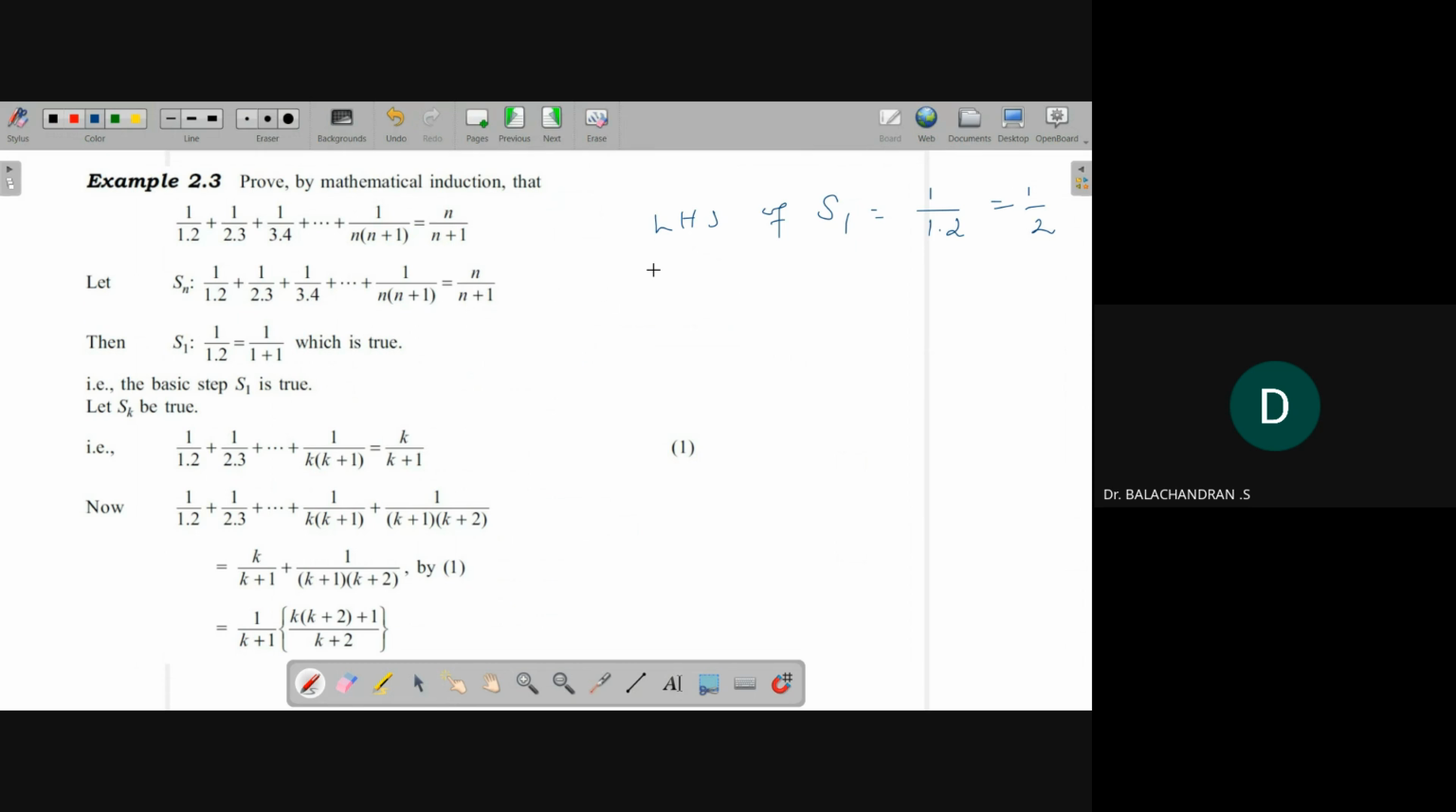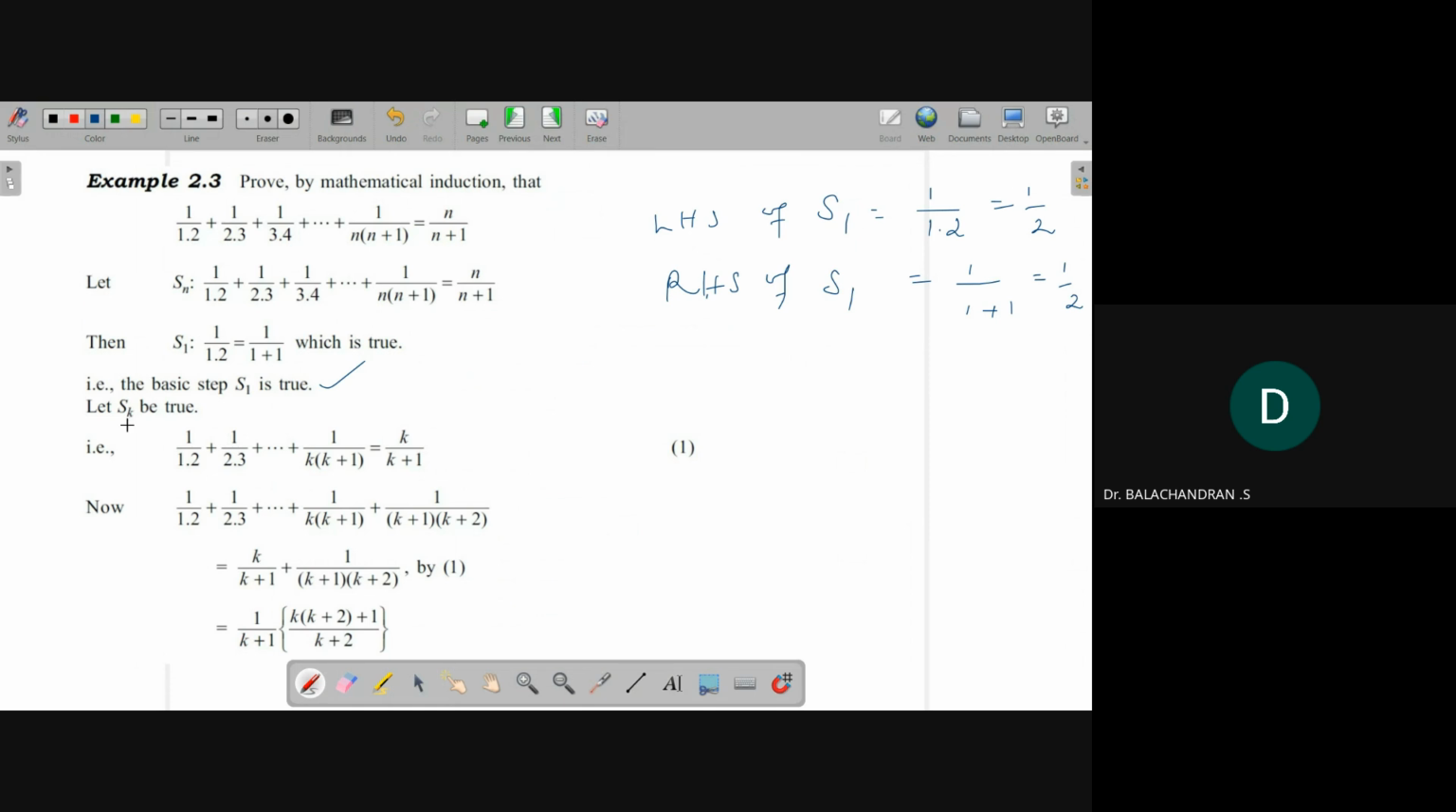What is the right hand side of S1? 1 by 1 plus 1, that is also 1 by 2. So both the left hand side and right hand side are the same. So the basic step S1 is true. Now we are assuming the statement is true for n equal to k.